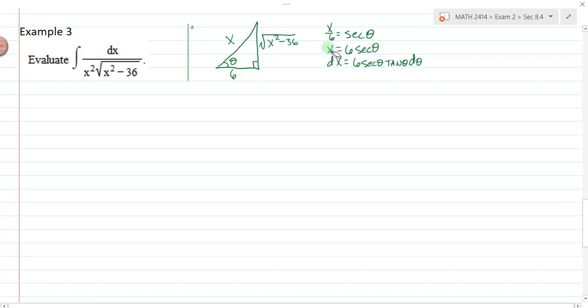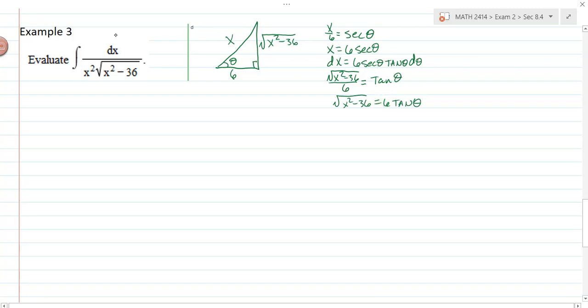So I know what I can plug in for x. There's an x. I know what I can plug in for dx. There's a dx. The other piece that I have is the radical. If I want to know what the radical is equal to, I don't want to put it over the hypotenuse because that would give me another x. I want to put it over the constant. So that means that the radical over 6 is equal to what trig function? That's opposite over adjacent. That's tangent theta. So the radical by itself is going to be equal to 6 tan theta.